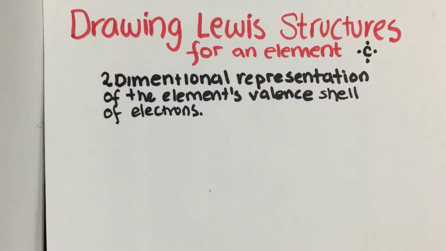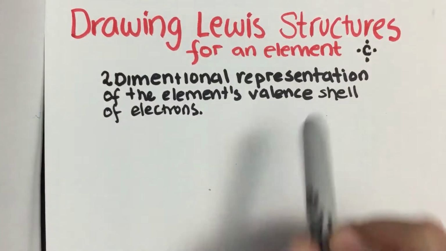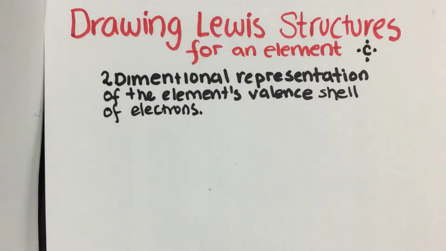All right, so let's try drawing Lewis structures for an element today. Individual elements, neutral elements, okay? So remember that a Lewis structure is a two-dimensional representation of the element's valence shell of electrons. Remember that a valence shell of electrons is the last outer shell where the electrons are located, okay?